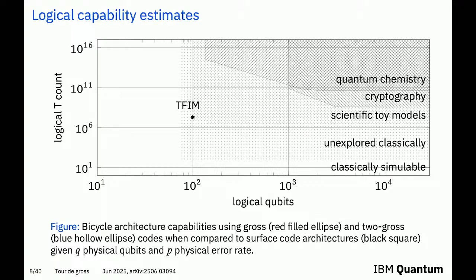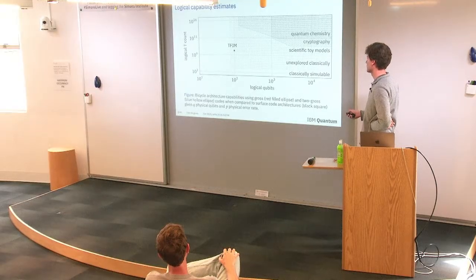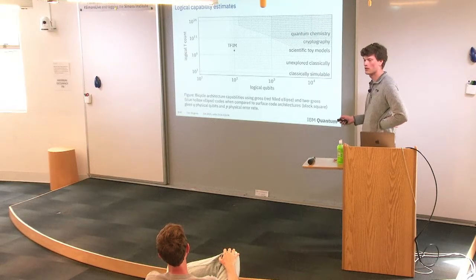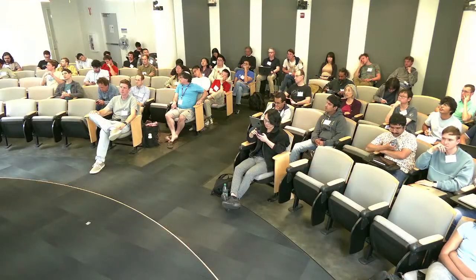Just to understand this figure, you're roughly saying the TFIM is inside this unexplored classically regime? Yeah. So this is a lot. Simulable, can you explain this? Yeah, so the 2D transverse field Ising model. The 2D, okay, great. Yes, it's not 1D.